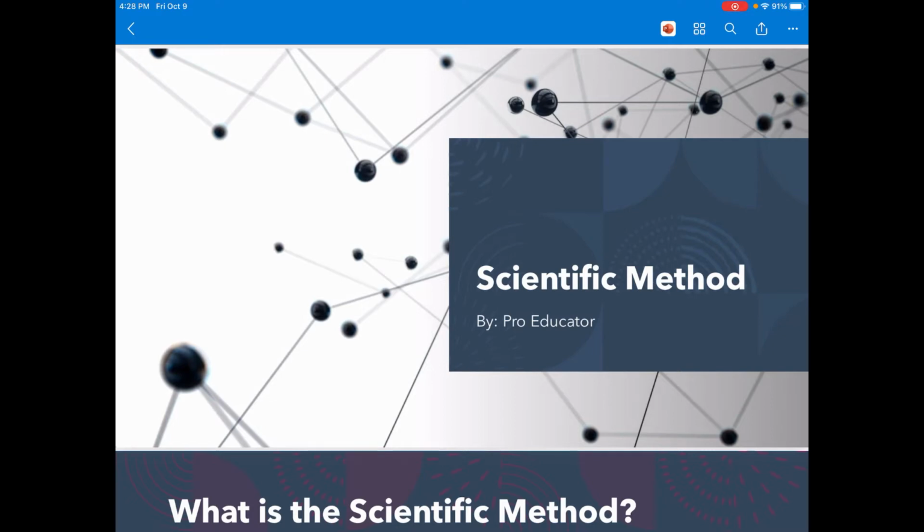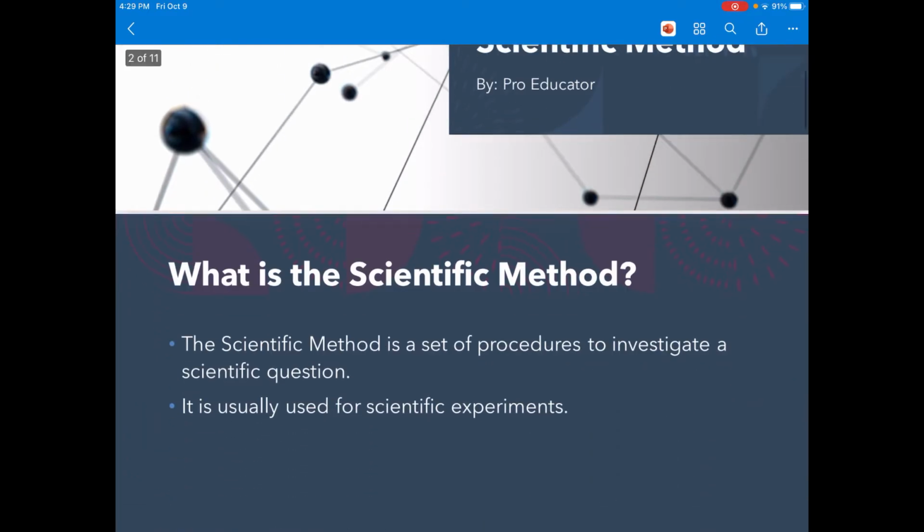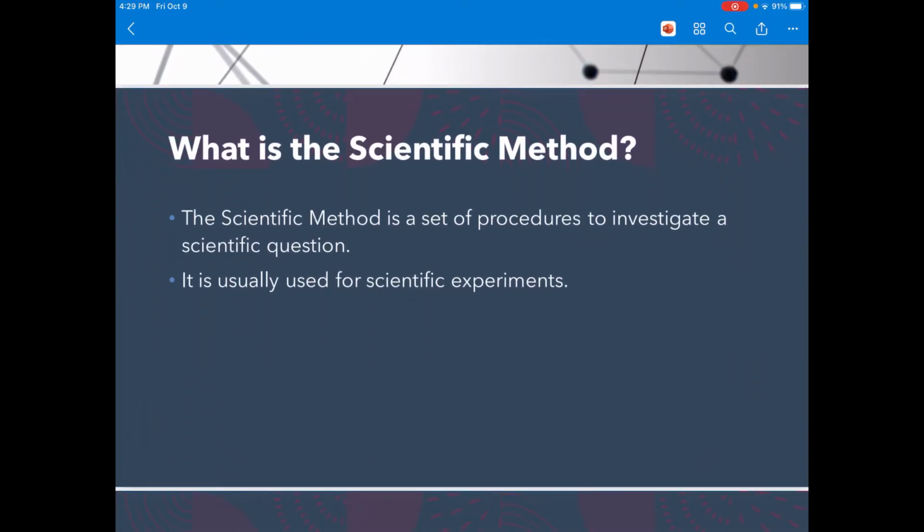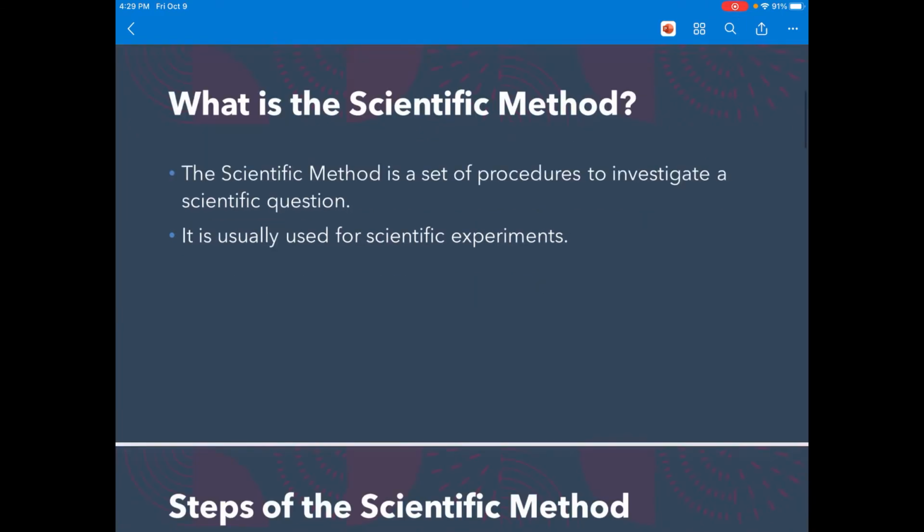Today's lesson is on the scientific method, so let's dive right into it. What is the scientific method? The scientific method is a set of procedures to investigate a scientific question, usually used for scientific experiments. When scientists are trying to figure something out, they usually have to make an experiment or something to figure out the answer, and they always use the scientific method.